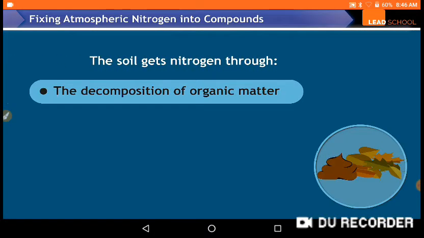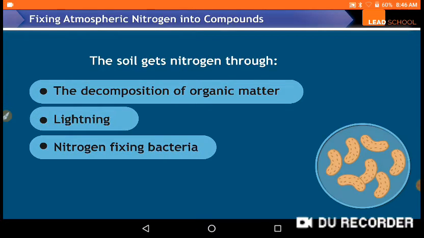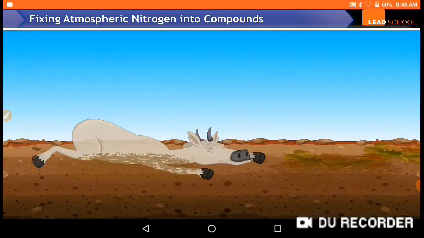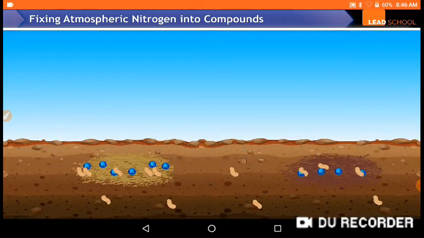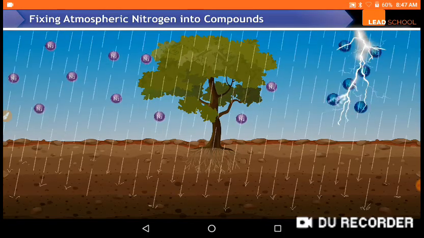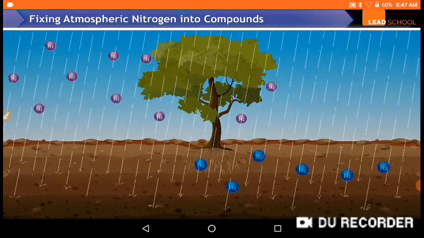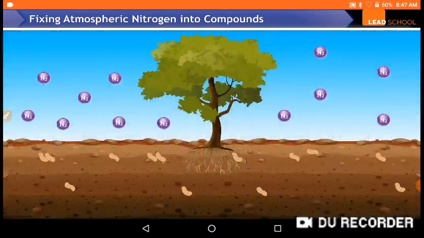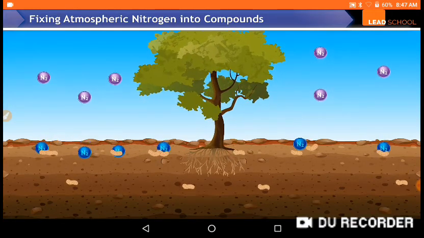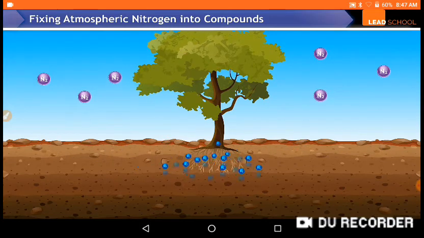The soil gets nitrogen through the decomposition of organic matter, through lightning, and through the nitrogen-fixing bacteria. Let's see how this happens. When dead plants and animals decompose in the soil, certain nitrifying bacteria convert the nitrogenous waste into nitrogen compounds. Lightning converts atmospheric nitrogen into nitrogen compounds that enter the soil with rainfall. There are certain nitrogen-fixing bacteria present in the soil which convert atmospheric nitrogen into nitrogen compounds. This is how plants get nitrogen compounds from the soil.